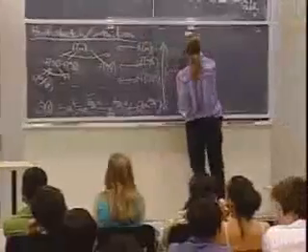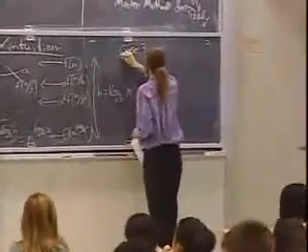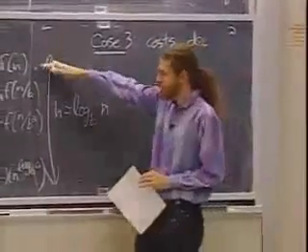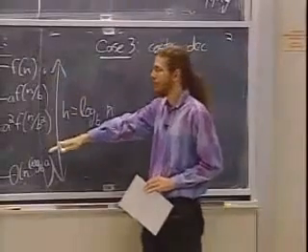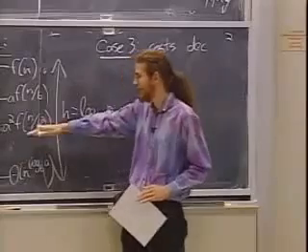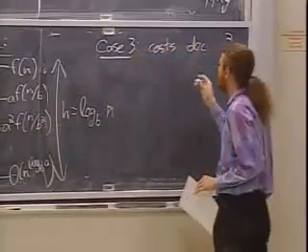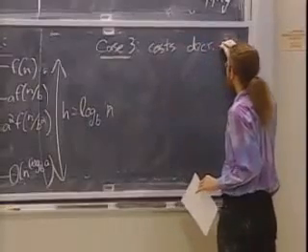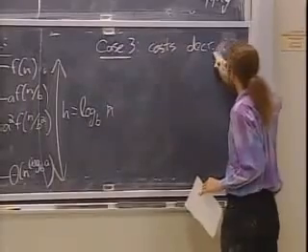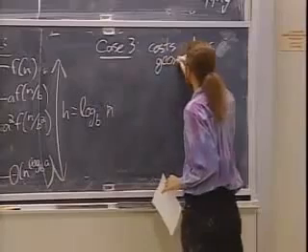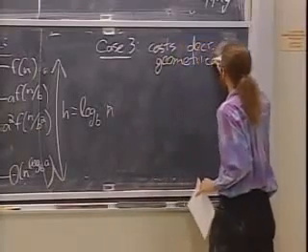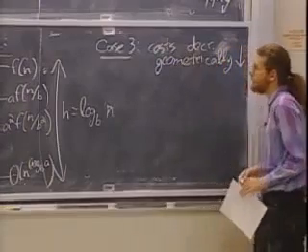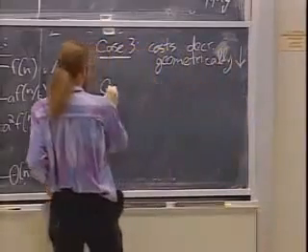Let me write that down. So case 3, the costs decrease. Now, this is a place I would argue where the dot, dot, dot is pretty obvious. Right here, this is damn simple. It's a to the k times f of n over b to the k. And in case 3, we assume that the costs decrease geometrically as we go down the tree.